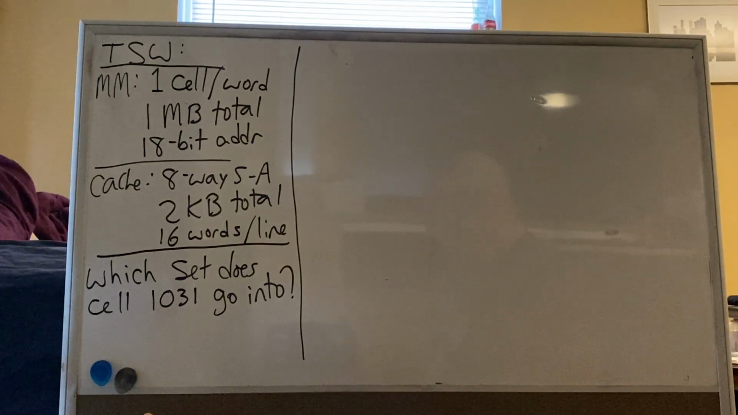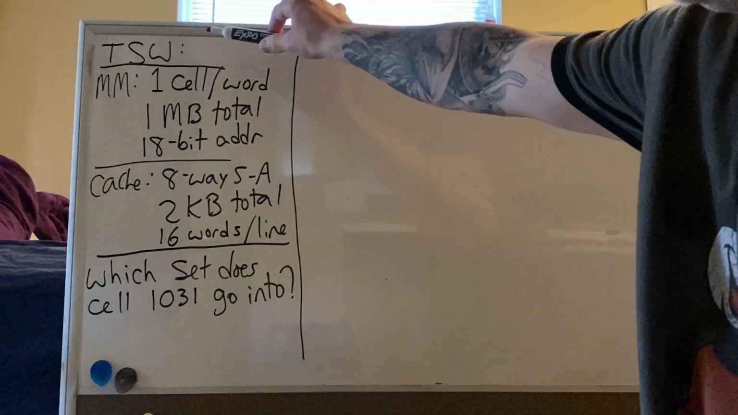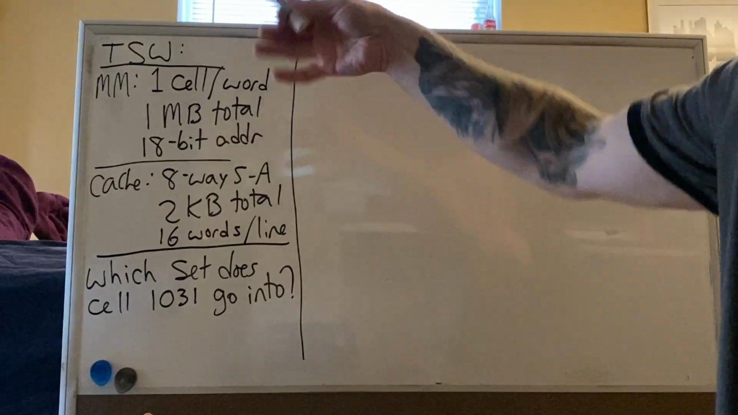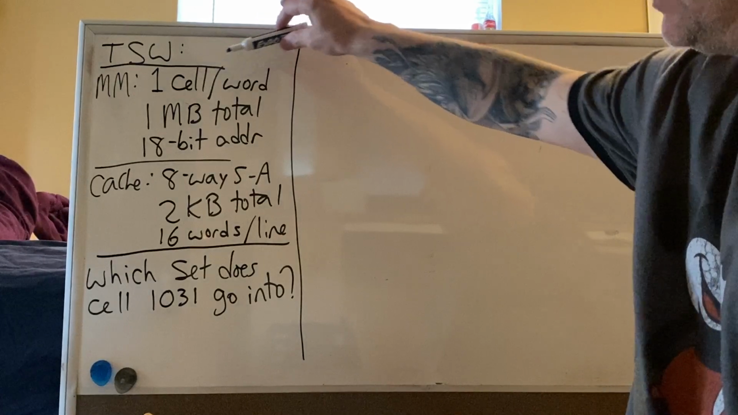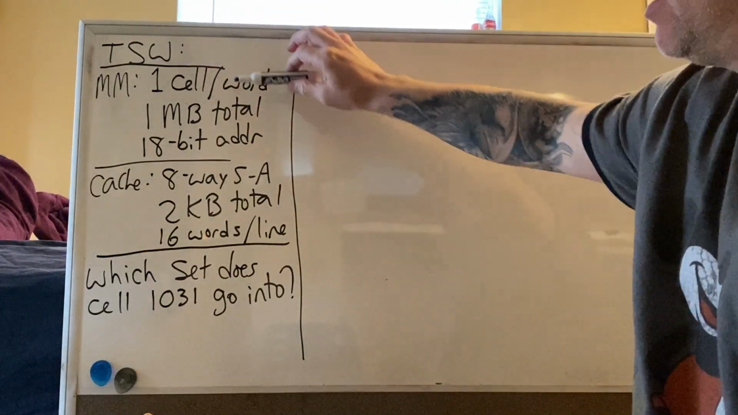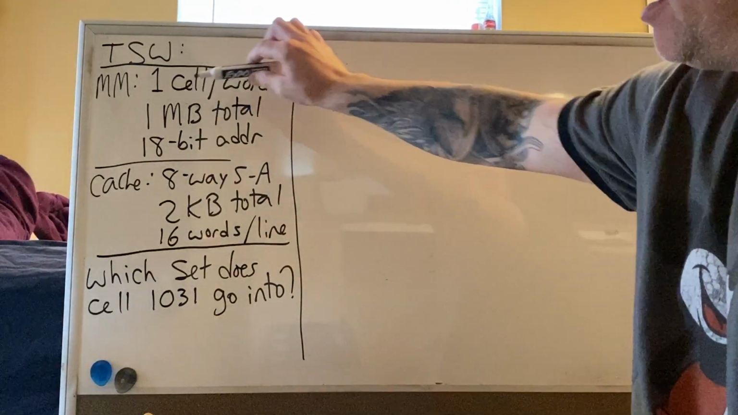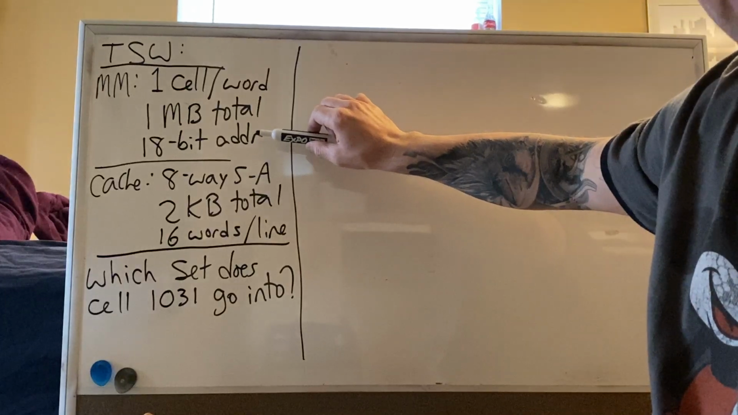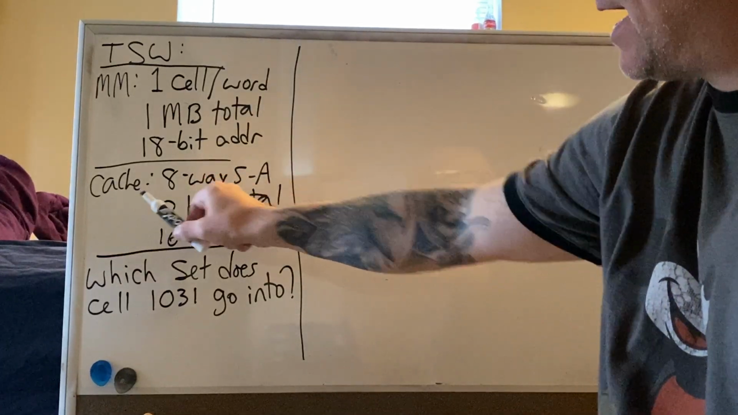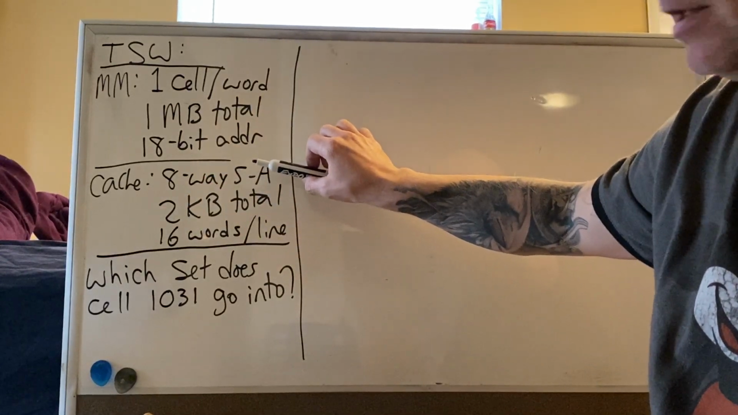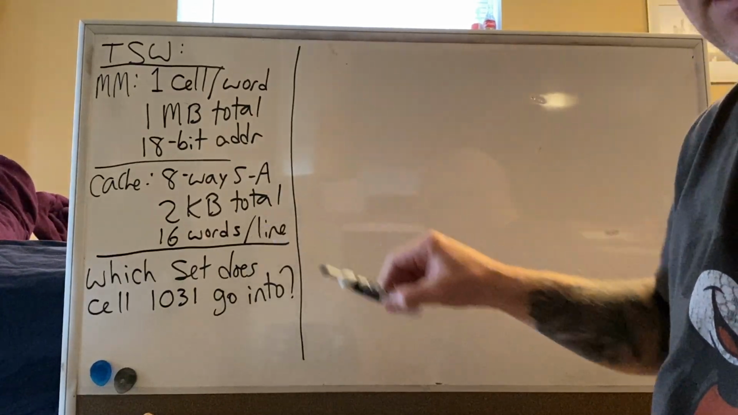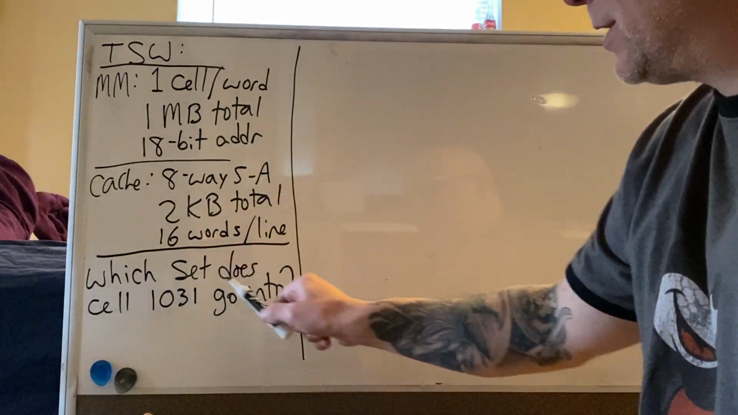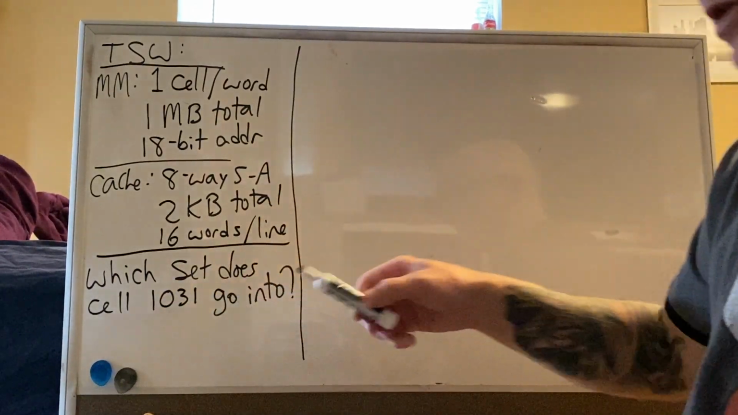Let's try some variations on a new question. What is the tag set in Word? How many bits make up the tag and the set in the word? For this system, 1 cell per word, main memory is 1 megabyte total with an 18-bit address. The cache is an 8-way set associative cache, 2 kilobytes total cache, and there are 16 words in a line. And finally, which set does cell 1031 go into?